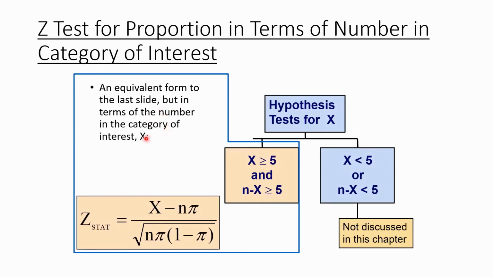So in the previous case, we looked at the sample proportion, but here you're looking at it in the category of interest of X. So in either way, you can solve this particular problem. But let's have a look at an example. So we are talking about hypothesis testing for proportions.